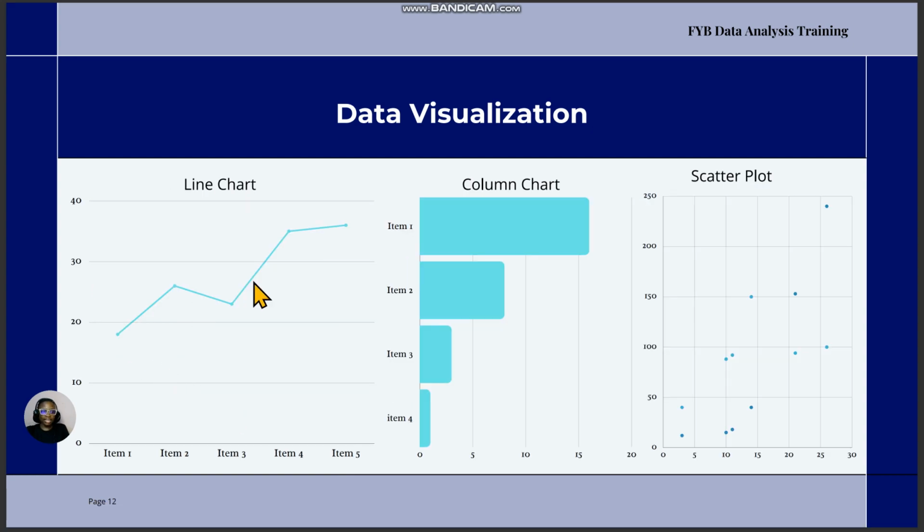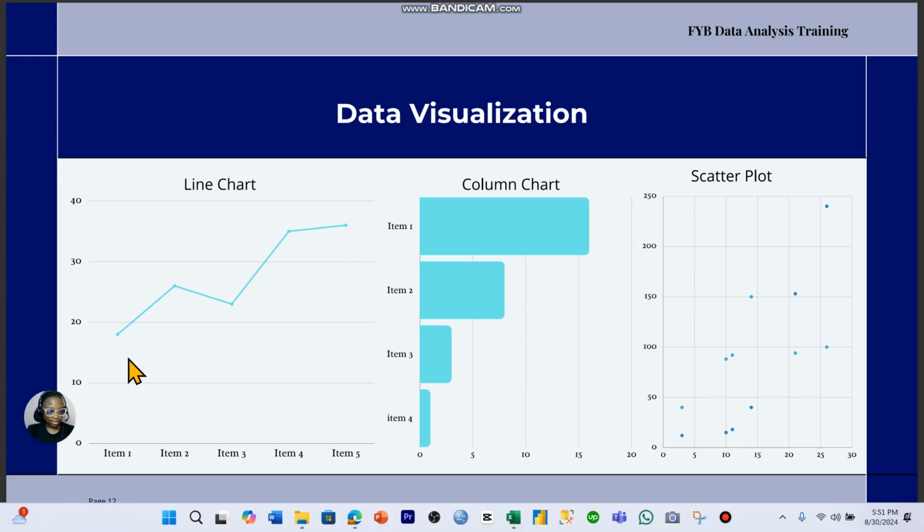A line chart especially is good for data that has to do with time, for example, dates, months, data where you want to show a trend. Okay, then we also have column charts. Then we have scatter plots, which is a chart that can be used to show the relationship between two numerical variables.